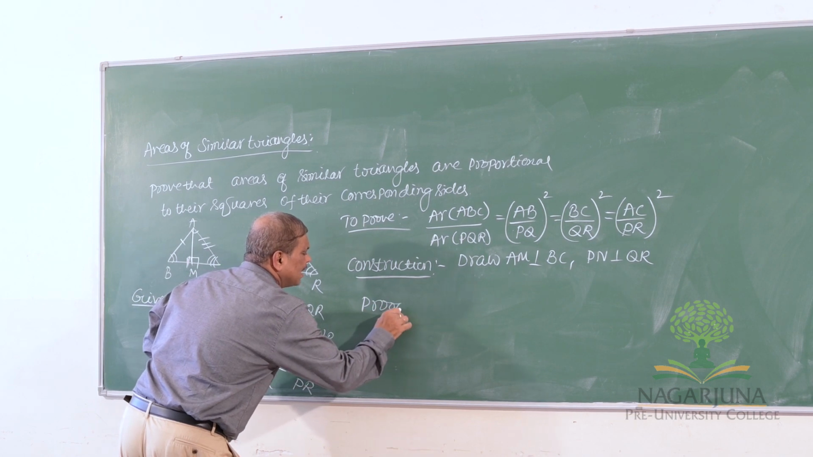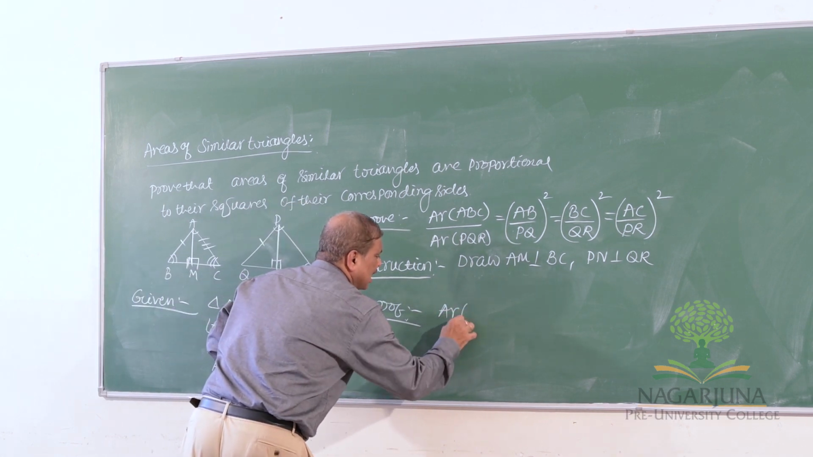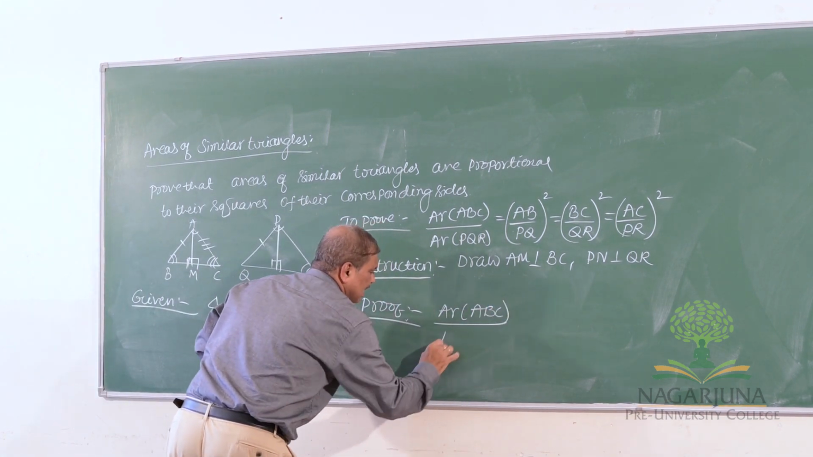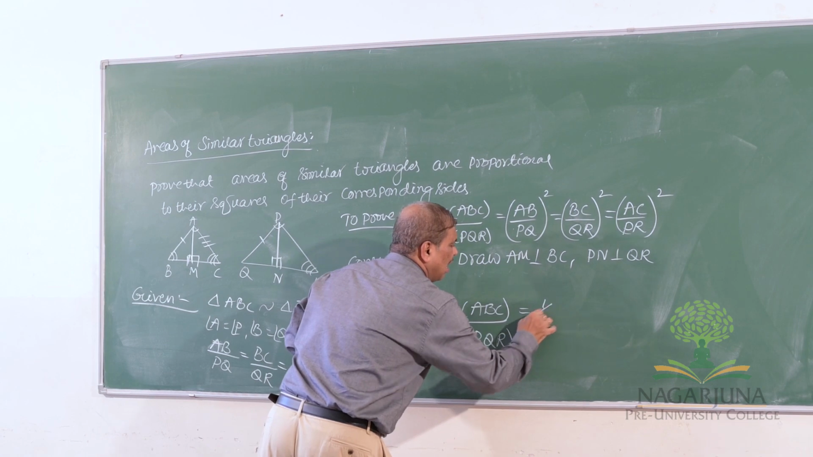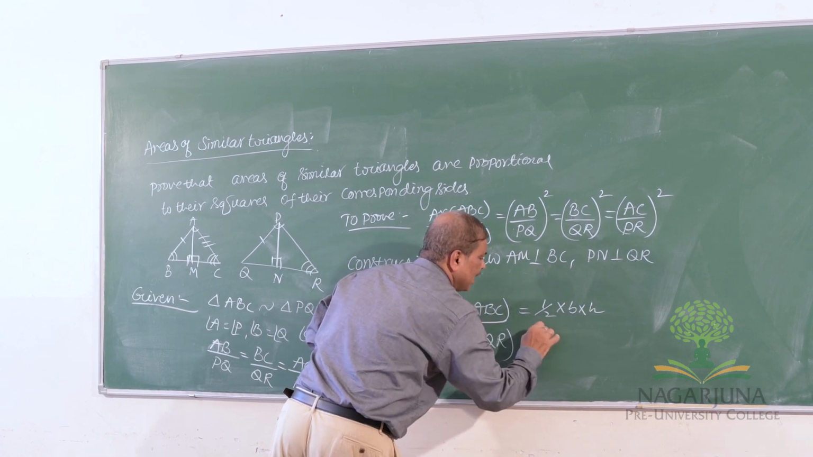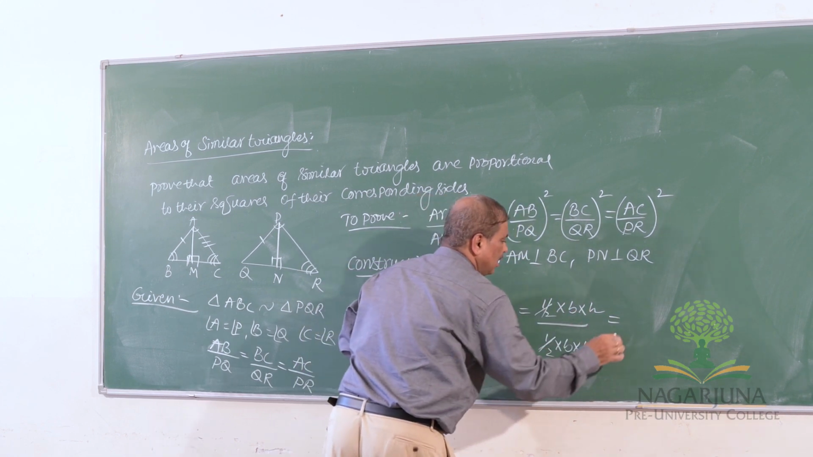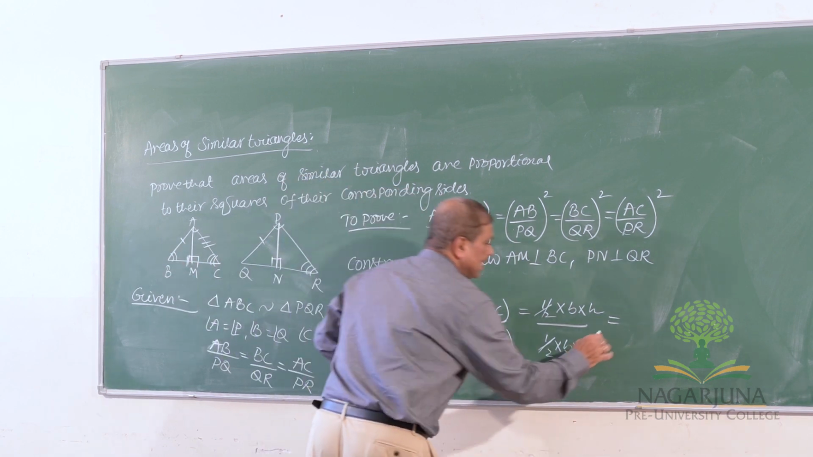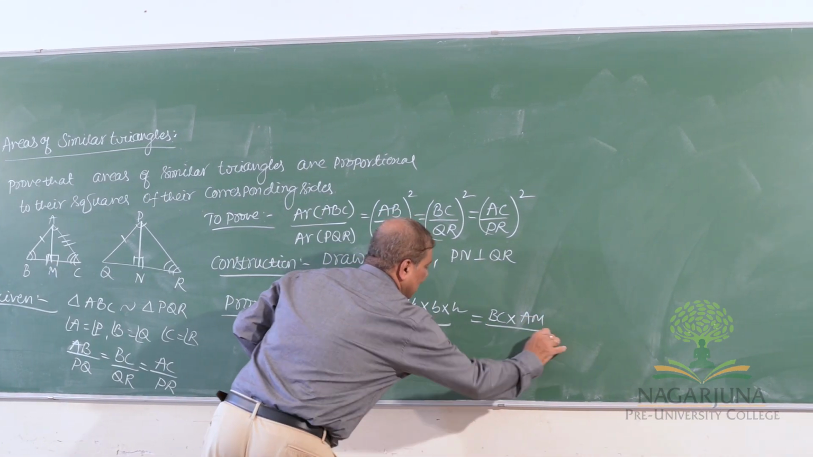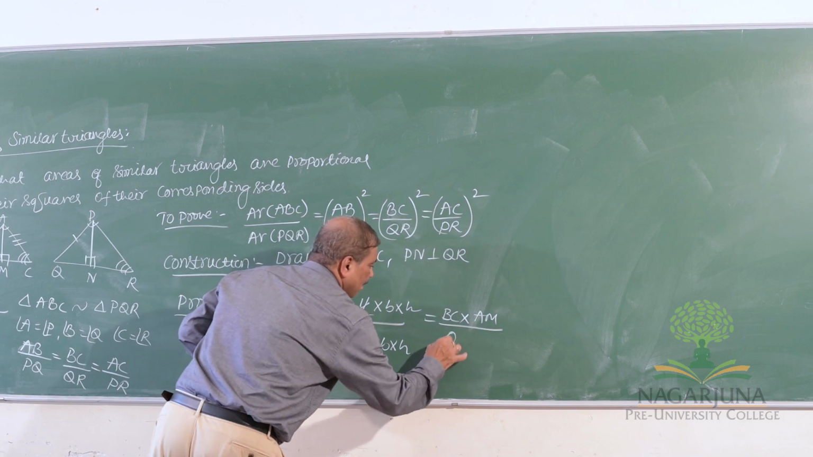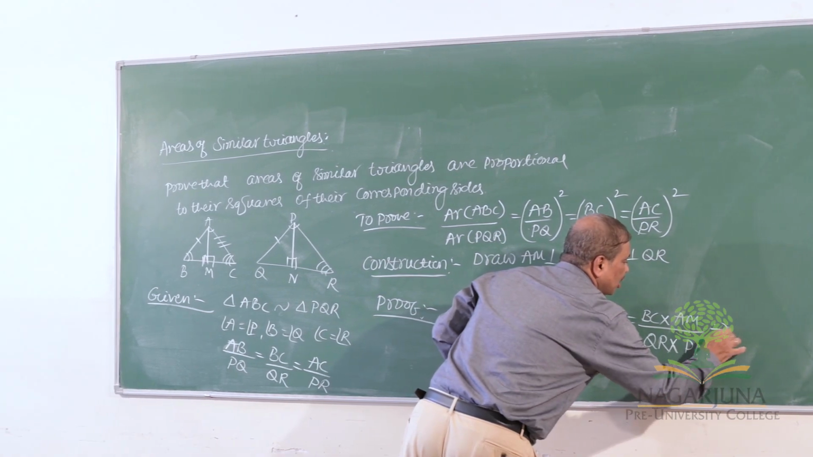Then prove. Better you do one thing. First, area of triangle ABC by area of triangle PQR. We know the formula: half into base into height. Here also half into base into height. So here the half cancels. Base for triangle ABC is BC and height is AM. And here the base is QR and the height we will call PN. Call this equation 1.